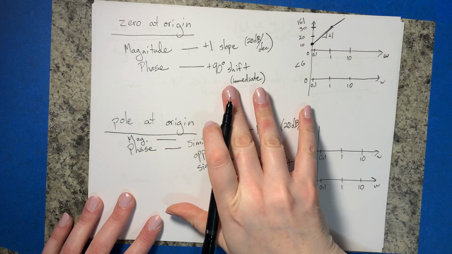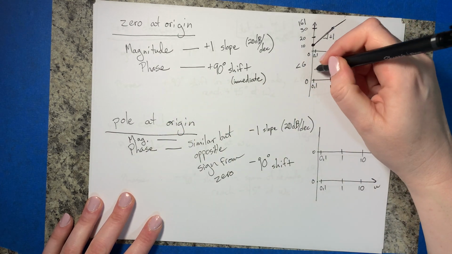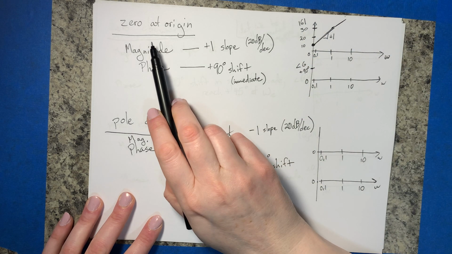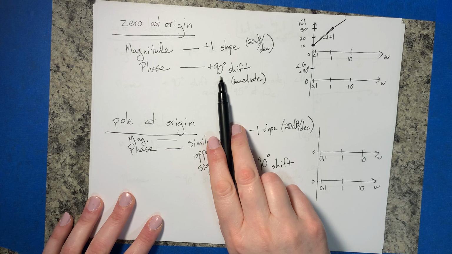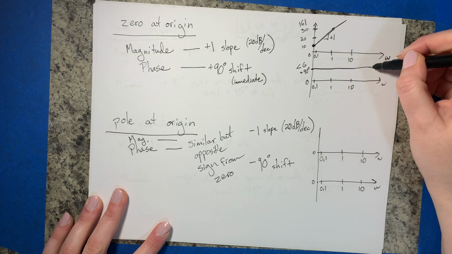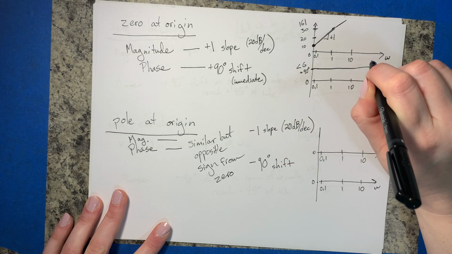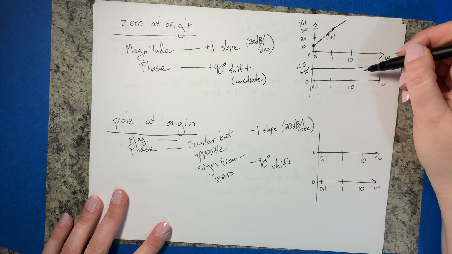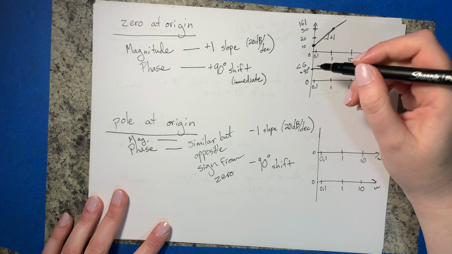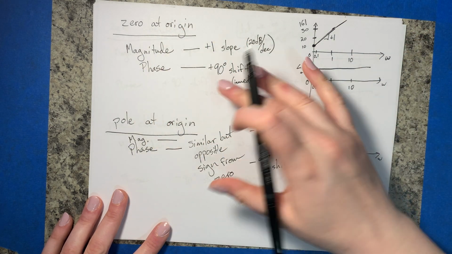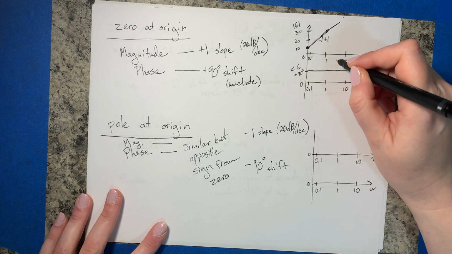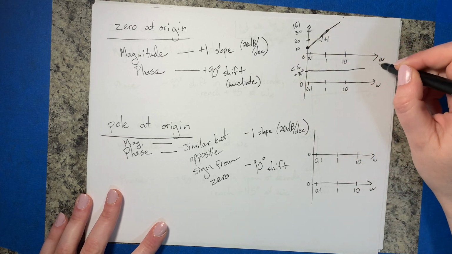That's not really true for the phase plot though. If we have a zero at the origin, we imply an immediate +90° shift. Once we do that, that's not going to change. We're not going to keep increasing the phase as frequency goes on. And again, that is only if there are no other features for this plot. Here I'm just trying to isolate each thing so I can show you what happens. But oftentimes we'll have something else happen, and so this line will change.